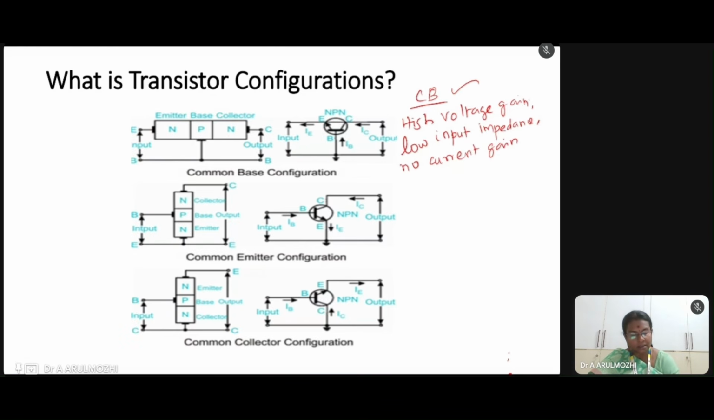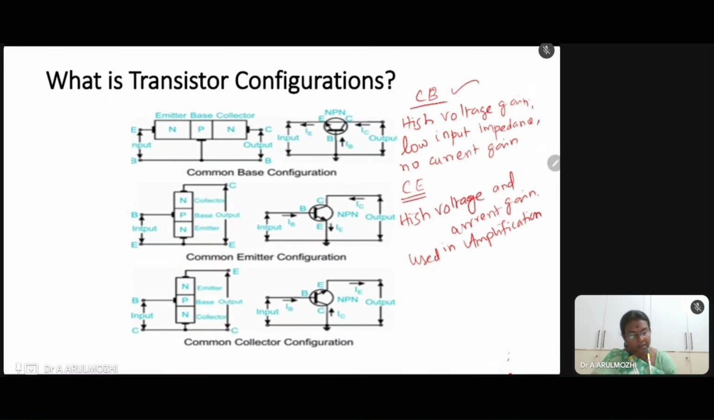The next one is our common emitter. In the case of the common emitter, we can get high voltage and current gain, and it is mostly used in the amplification process.